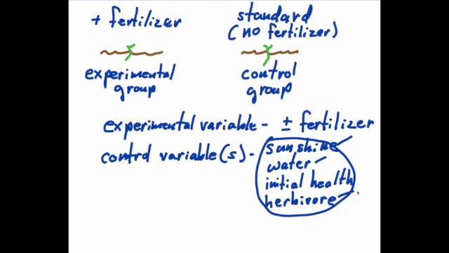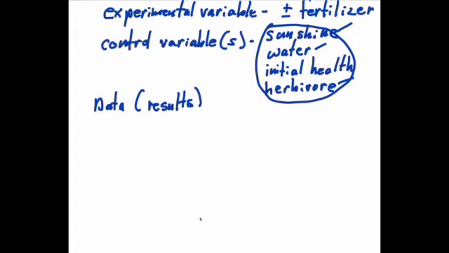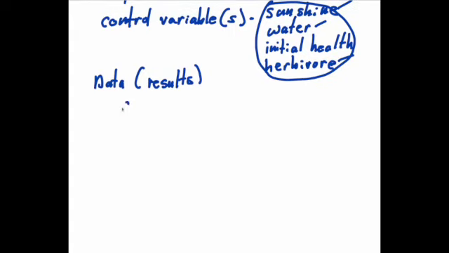Okay, so that is our experiment. And then, of course, as we do the experiment, we're going to collect data, or the results of the experiment. And of course, the results can take many forms. All right, so data can be qualitative, or it can be quantitative. Quantitative, meaning that it involves numbers.